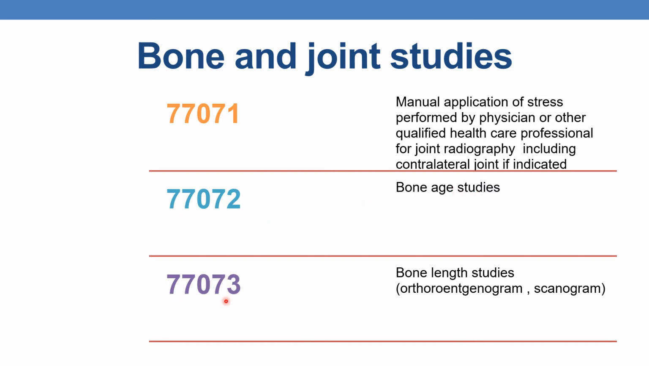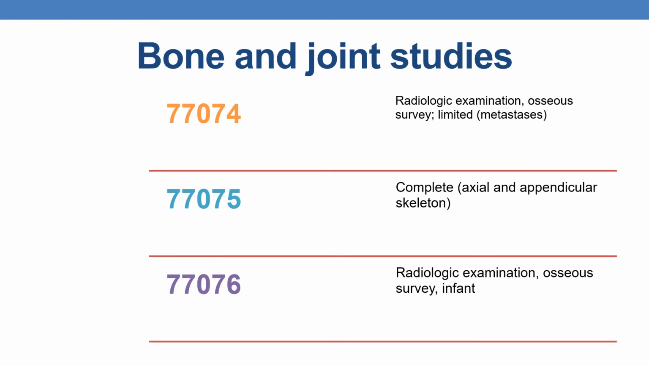Whereas 77073 is mainly composed of bone length studies. It is also called orthoroentgenogram or scanogram. Now coming to the next CPT, 77074. It mainly deals with radiologic examination, osseous survey, limited. Example, to study any metastasis.